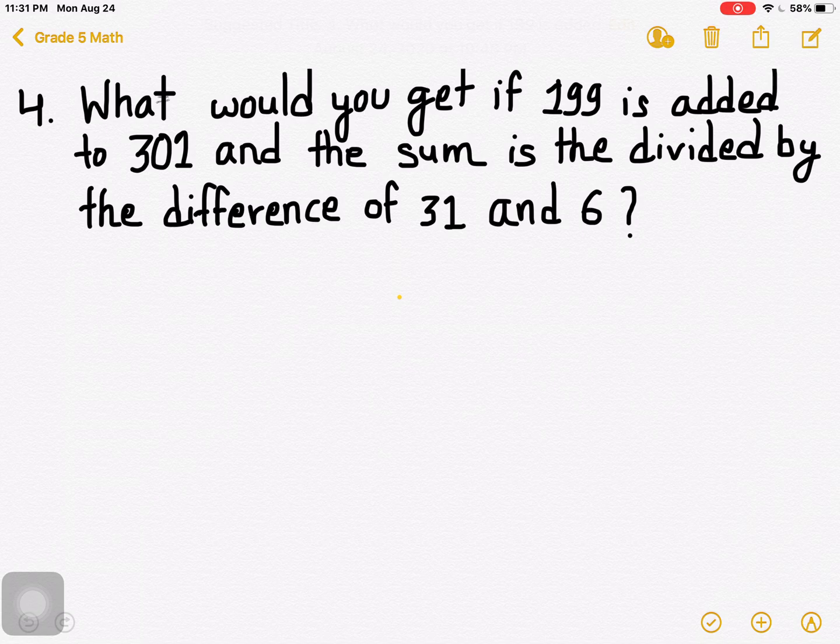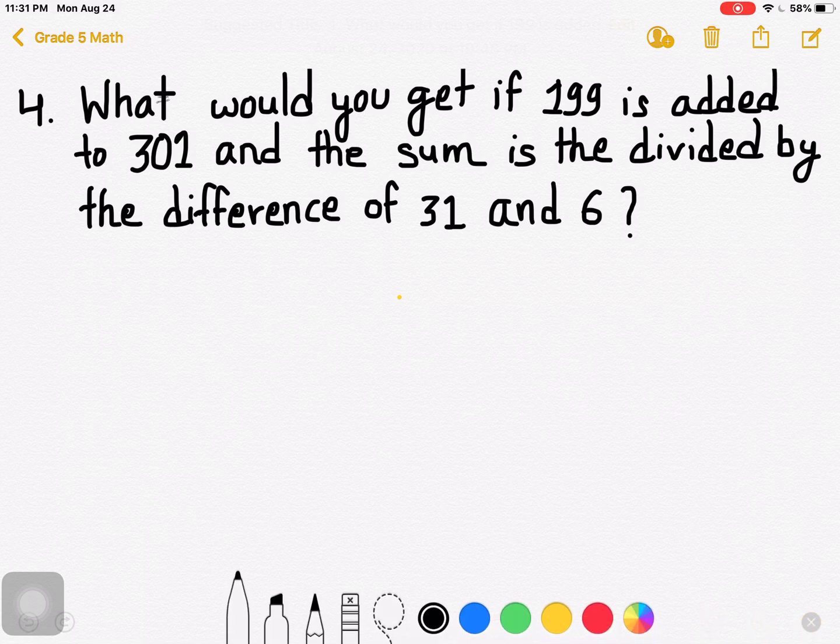Added, what is given here, added means you have to add 199 with 301, and the sum is divided. This is the operation which we have to do. Okay, sum is divided by the difference of 31 and 6. This is also given here.